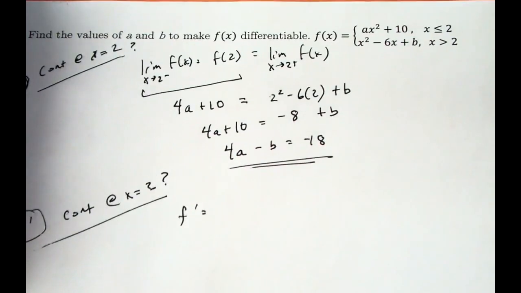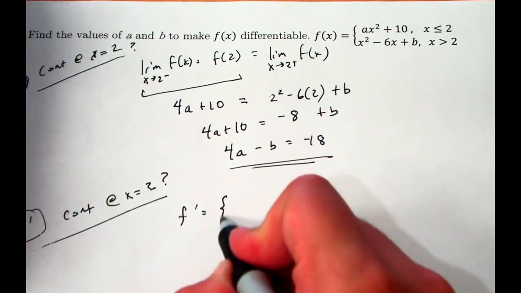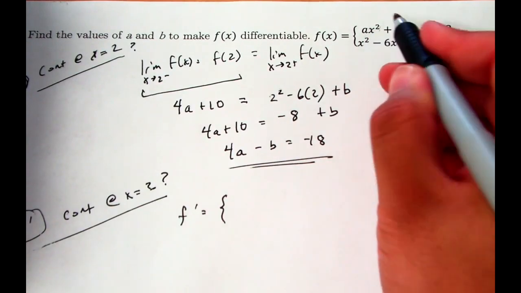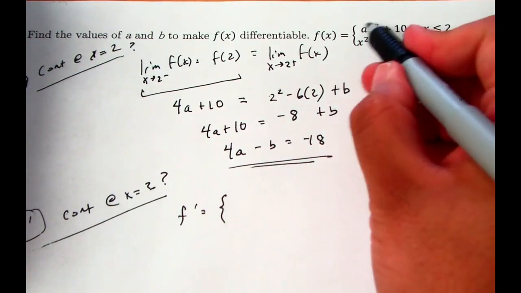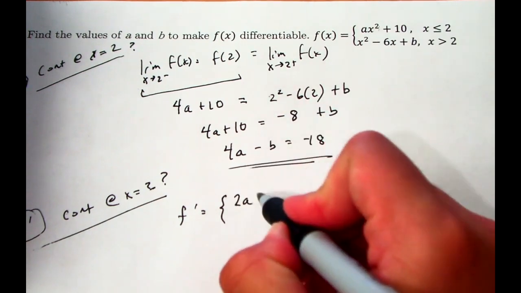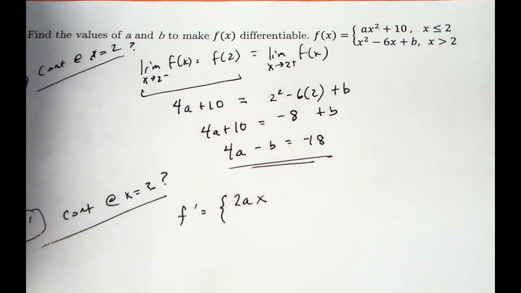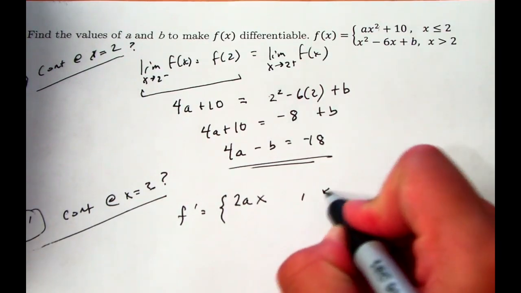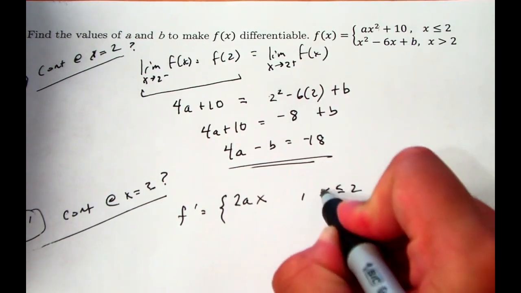The original function is right here, so let's see. Once again, I'm going to be careful with the a. The a is a constant. The derivative of x squared is 2x. And since that's sort of like a coefficient, it'll be 2 times a times x. And the derivative of a constant like 10 is just 0, so we get 2ax, and that's valid in these cases.